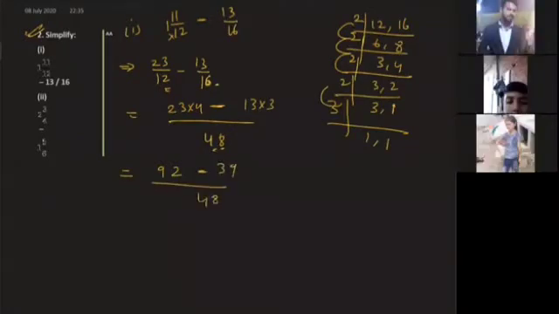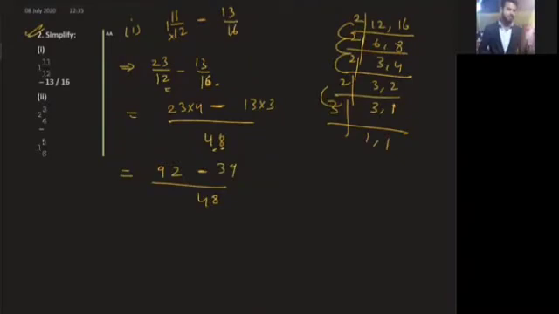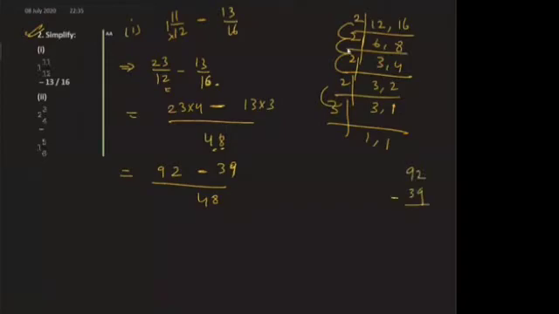Fine. Now what you will do? Just subtract 39 from 92. Okay, you'll get 12 minus 9, 3, and 8 minus 3, 5, 53. Okay, 53 upon 48. This is the answer.